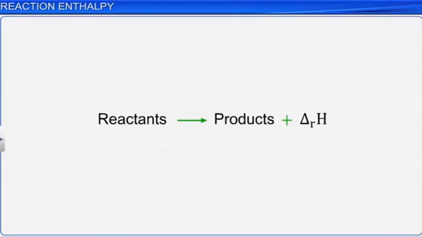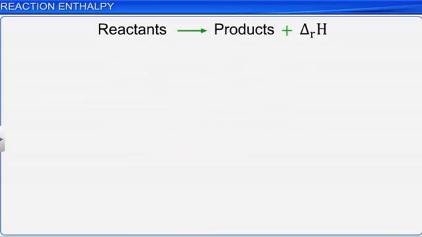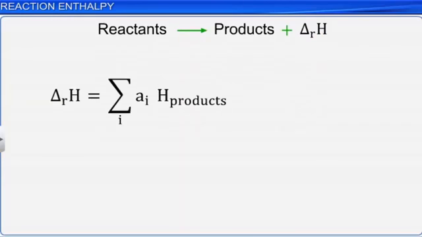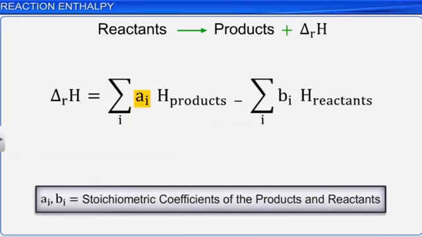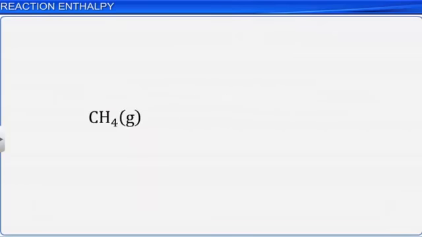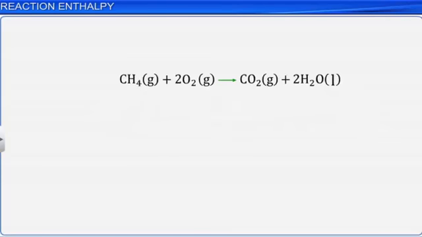Enthalpy change of a reaction is denoted by ΔrH. Enthalpy of a reaction is expressed as the summation of enthalpies of products minus the summation of enthalpies of reactants, where ai and bi are the stoichiometric coefficients of the products and reactants respectively in the balanced chemical equation. For example, the enthalpy change for the reaction of 1 mole of methane with 2 moles of oxygen forming 1 mole of carbon dioxide and 2 moles of water may be represented as follows.